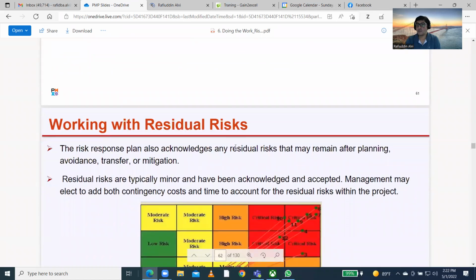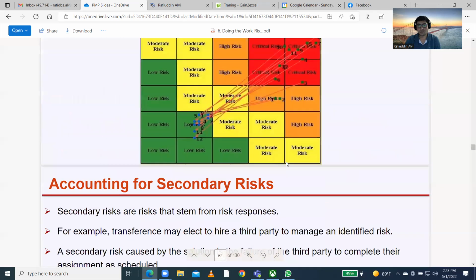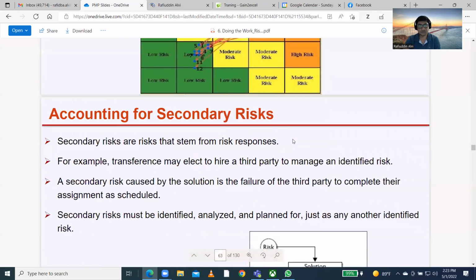Working with residual risk. Residual means whatever leftover risk. So how will you deal with leftover risk? The risk response plan also acknowledges any residual risk that may remain after planning, avoidance, mitigation, or transfer. Even after doing all the things, whatever is left over is residual risk. Residual risks are typically minor and have been acknowledged and accepted, meaning it does not have much impact. Management may elect to add both contingency costs and time to account for residual risk within the project. You can spend some money if you want to eliminate this risk. These are just various categories of risk: low risk, moderate risk, and high risk.